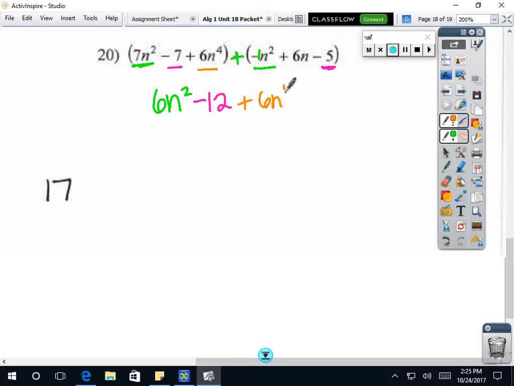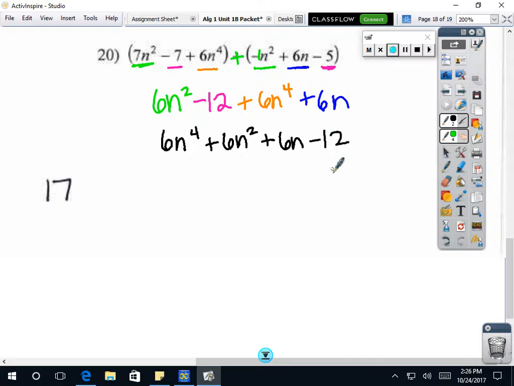Okay, and then the next term that we see is 6n. It also doesn't have anything that we can combine to it, so bring it down. Is that in standard form? Joe Marion, what will it look like once it's in standard form? And don't forget your plus. Okay, what do we name it? Quartic. Right.